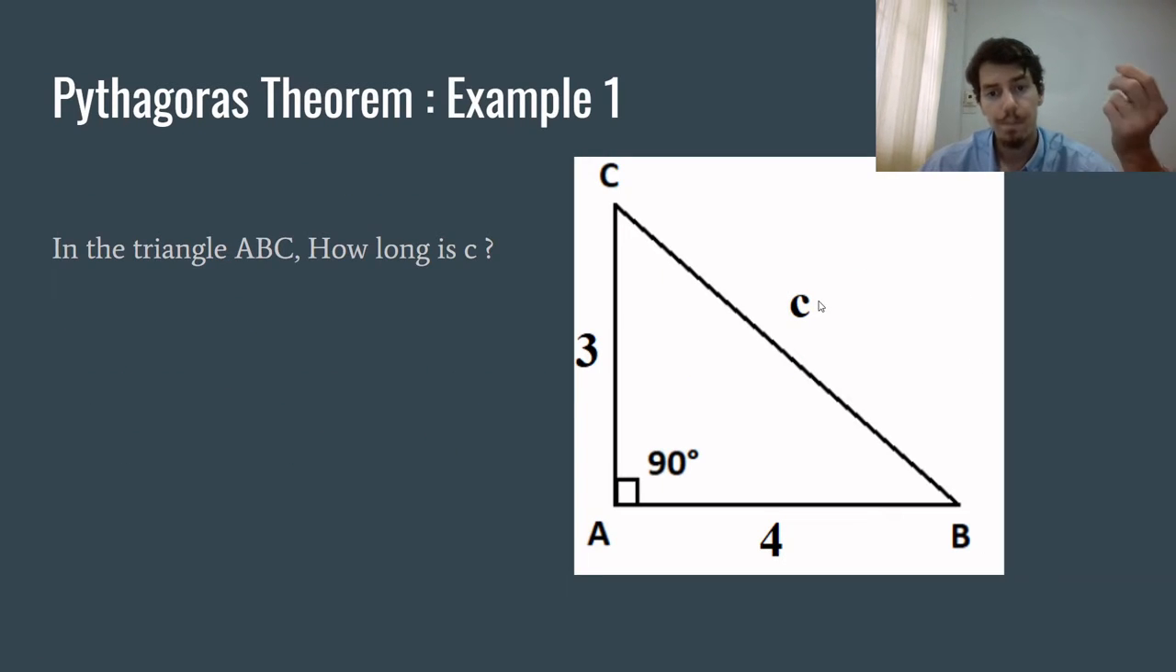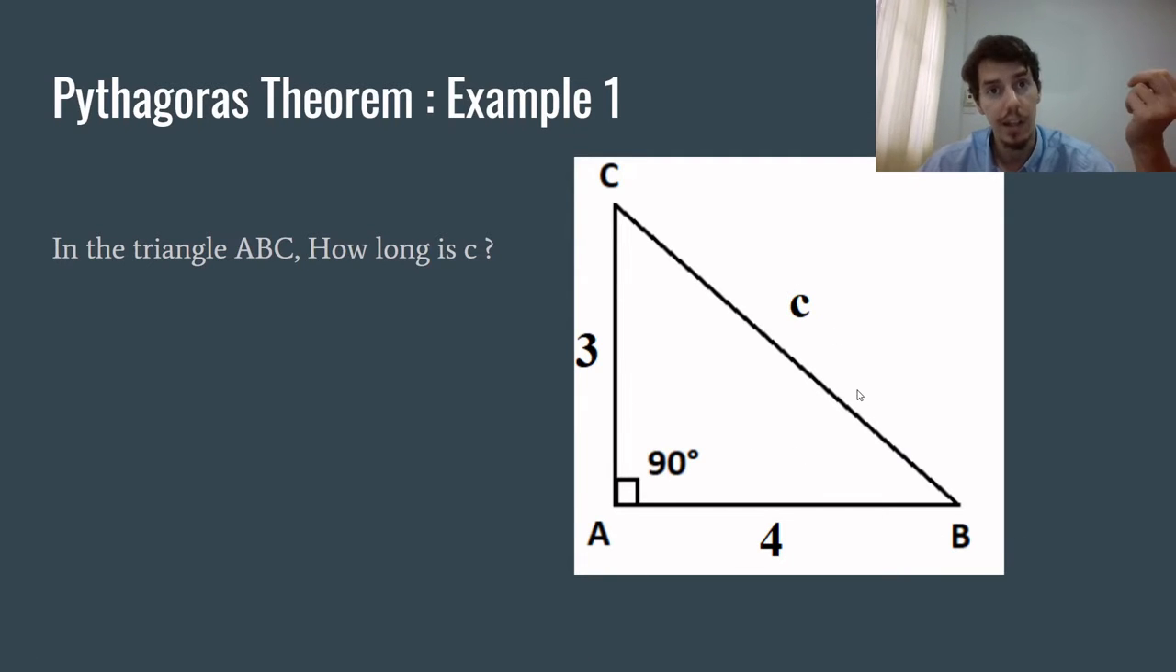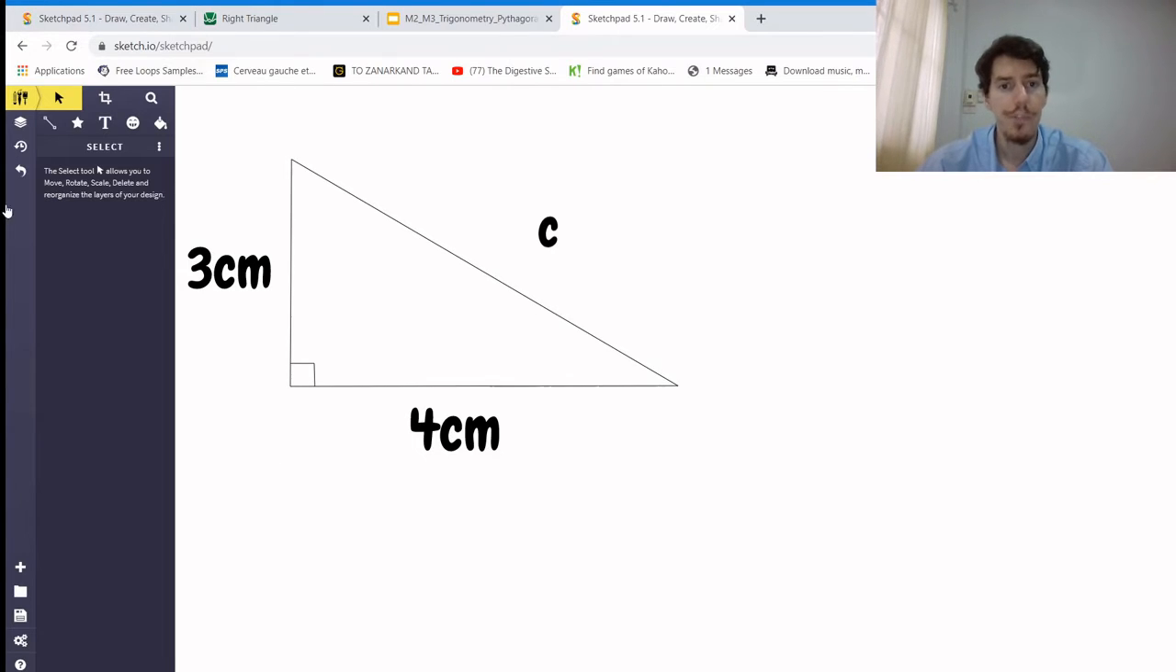So remember why we want to do Pythagoras. The first thing I told you, we want to find the relationship between the sides of the triangle. In a right triangle, if we know two sides, we can find the third side. So this is the easiest exercise you can do with Pythagoras. I have a triangle with 3 sides, and I know 2 sides. I know AC is 3, AB is 4, and I want to know how much is BC.